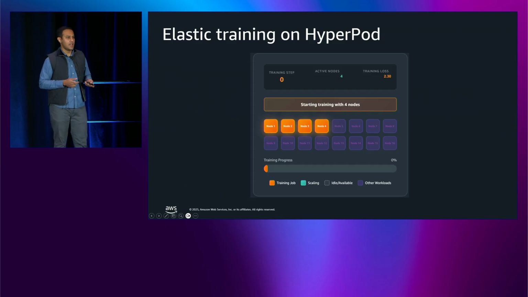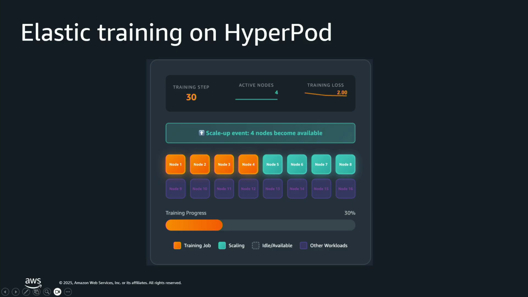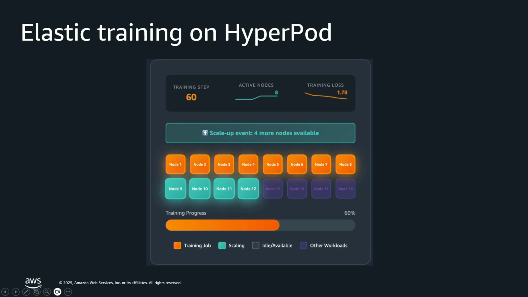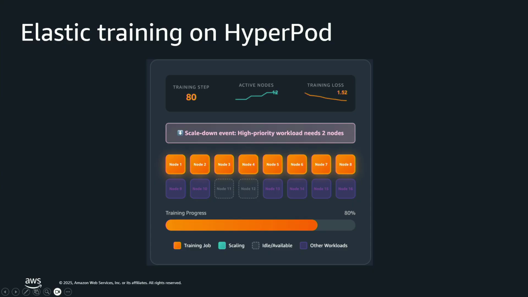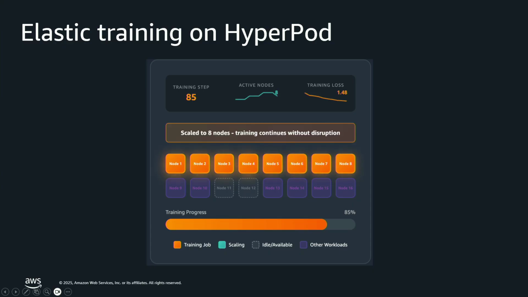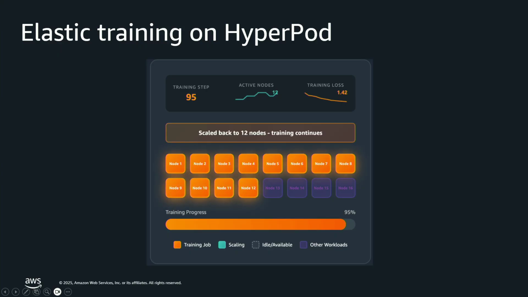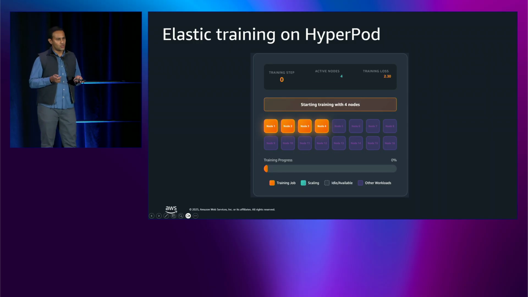So here's what it looks like in an animation. Let's say you start off a job with 4 nodes. That job now can scale up to 8 nodes because 4 additional nodes became available. It's running at 8 nodes, 4 more nodes become available, so we've gone from 4 to 8 to 12. At 12 nodes, there might be a higher priority workload that needs a couple of nodes. And so instead of halting completely, this job is able to scale back down from 12 nodes to 8 nodes and continue to run in the cluster. Once resources open up, it scales back up to 12 nodes and concludes.